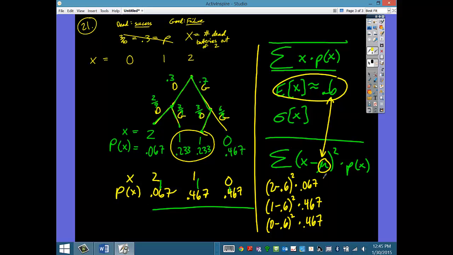For this one I get, I'm not going to round too much along the way, 0.13132. Then .07472, then .16812. So I add them together. Okay. So it's about 0.37. I'll round at the end. Okay, so we have expected value of 0.6, and I have standard deviation of 0.37.